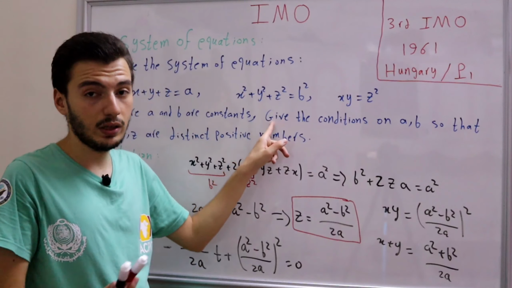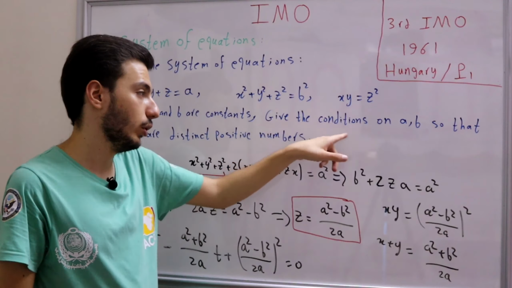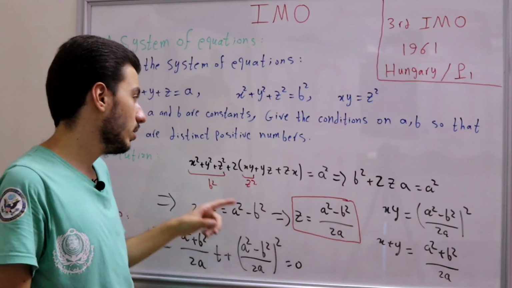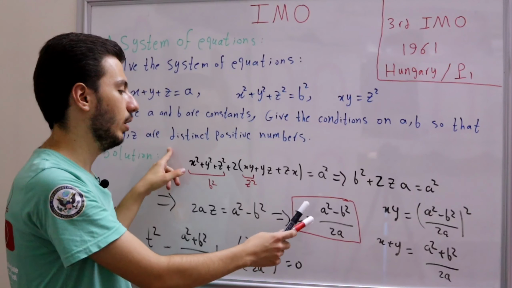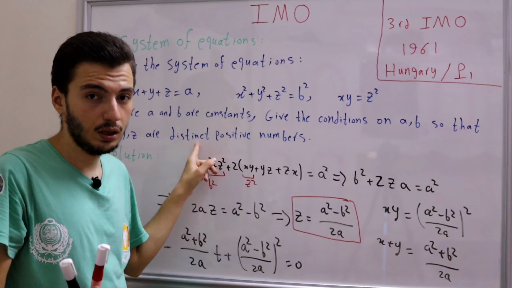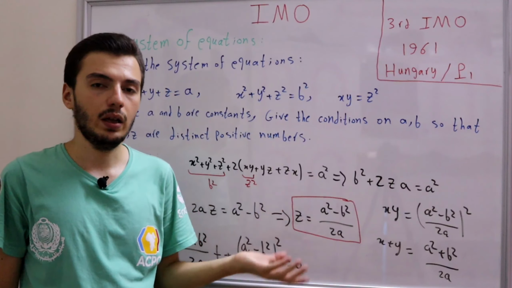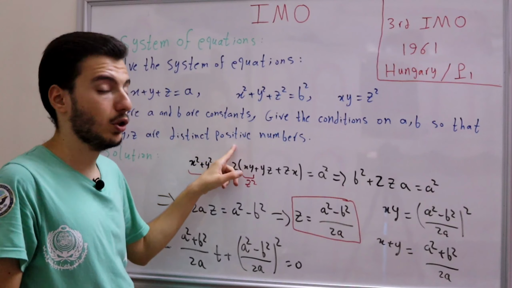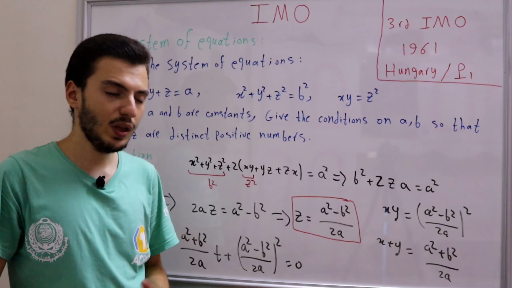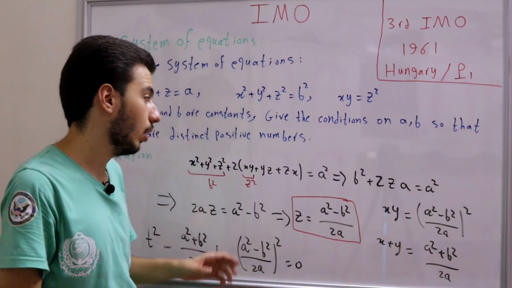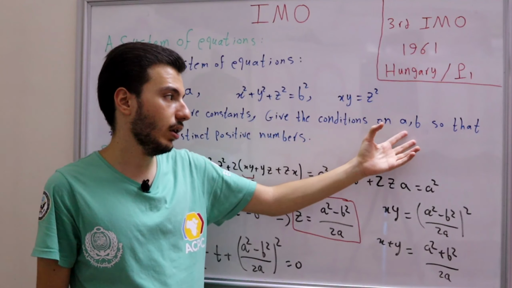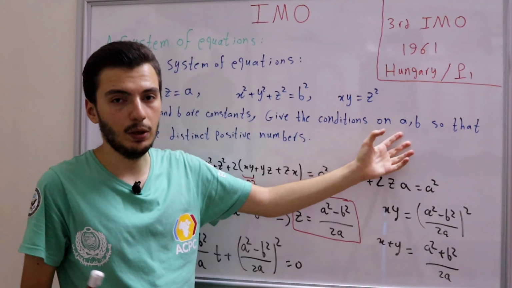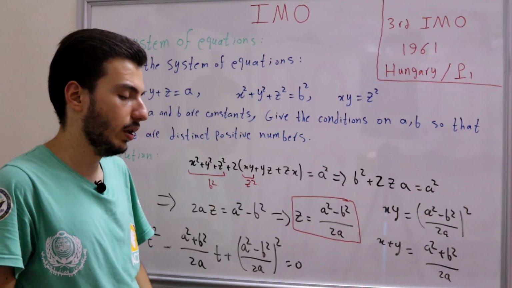Now we need to move to the second part, where we need to give the conditions on a and b so that x, y and z, so these solutions, are distinct, so x is not equal to y and not equal to z, and they are positive numbers. So now let's assume that they indeed are distinct positive numbers, and let's find the conditions on a and b. Okay, so this is really not that difficult.